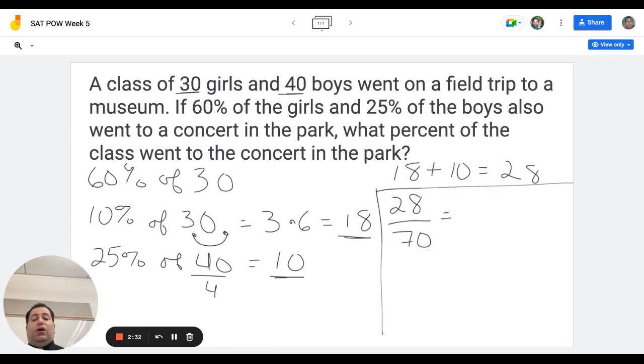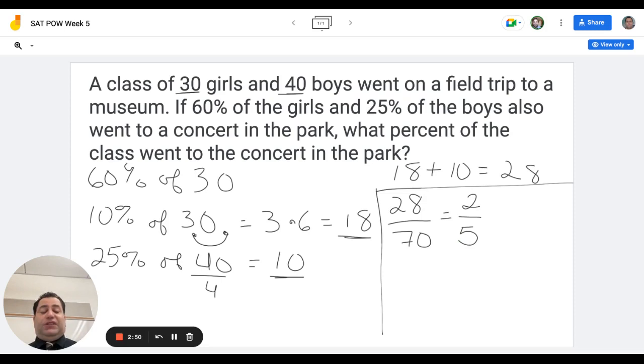And then this fraction can be simplified, right? Because 14 times 2 is 28, and 14 times 5 is 70. So this can be simplified to 2/5.